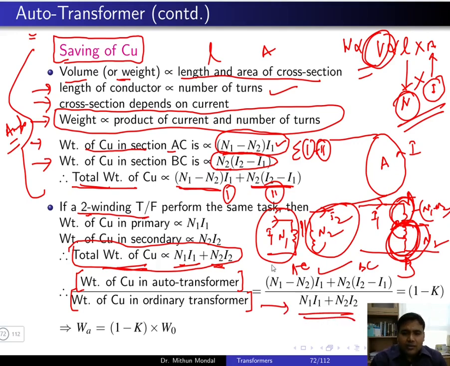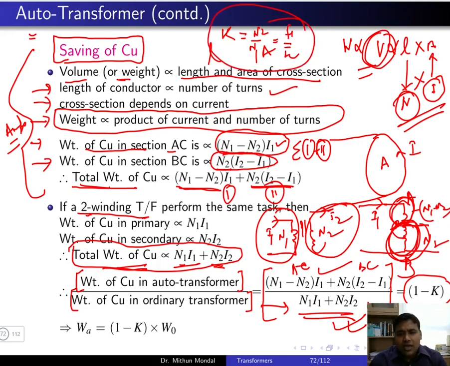So if we take N1 by N2 or N2 by N1 as the transformation ratio, this equation, when we reduce it into a smaller format, we will get 1 minus K, because we know that the value of K is equal to N2 by N1, which is equal to I1 by I2. So this concept we are going to use here and do appropriate manipulations, which I have not shown here. You can do that as a homework part. So you will get 1 minus K.